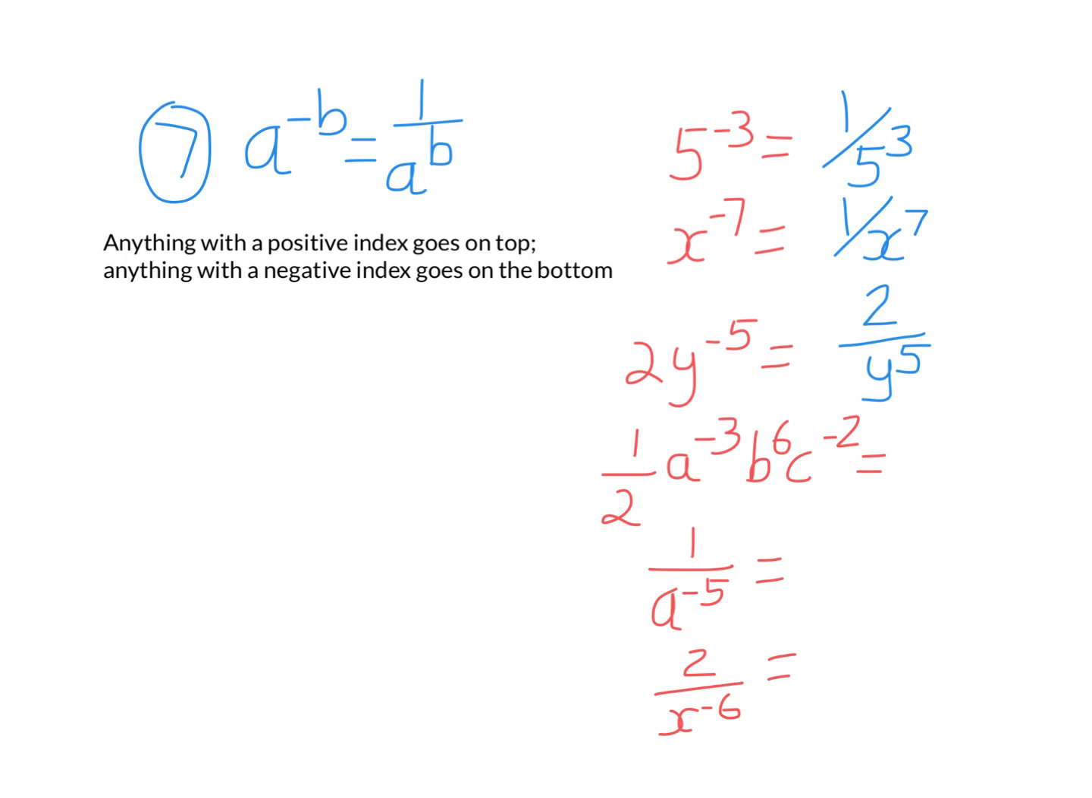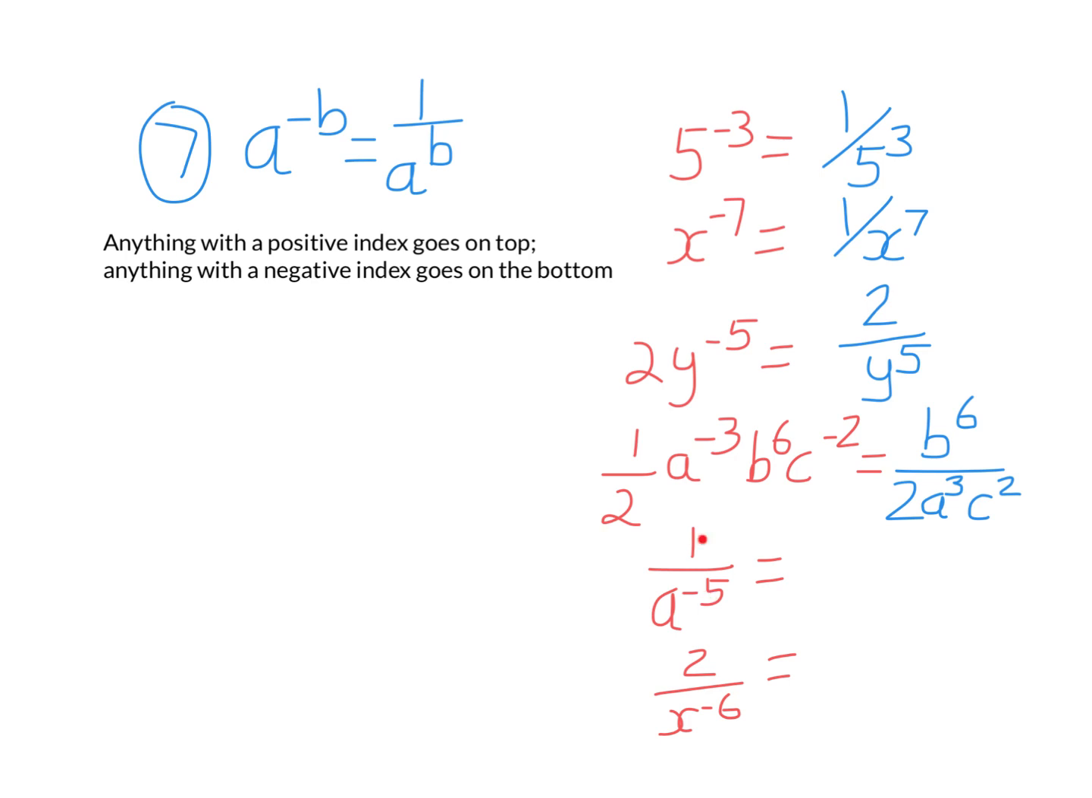What about something like this? Well, b has a positive power, so it's going to go on top. Now, the 2's already on the bottom, so we're going to leave it there. We're going to change the a to a positive power and move it to the bottom. We're going to change c to a positive power and move it to the bottom.